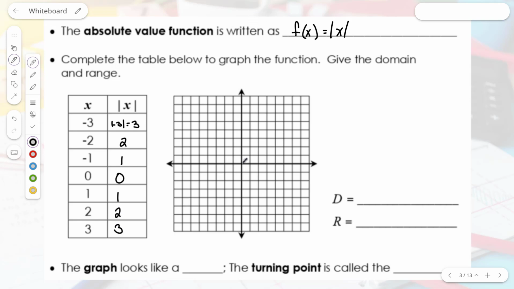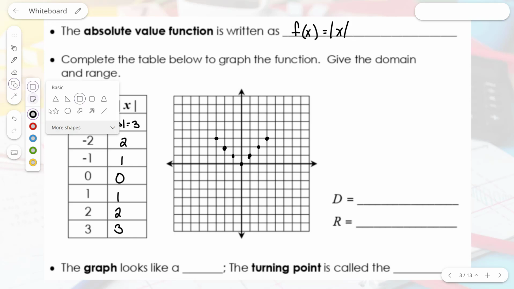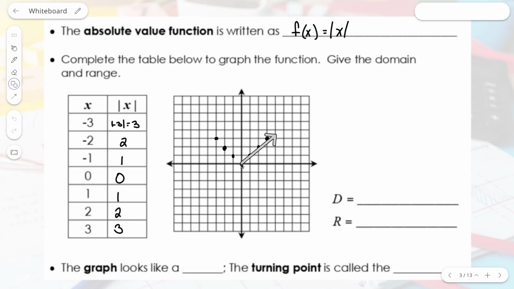And so I'm going to come over here and I'm going to graph it. So -3 up to 3. -2 up to 2. -1 up to 1. 0, 0. 1, 1. 2, 2. 3, 3. And then I'm going to go ahead and fill in with my line. I'm going to draw in my line going up and to the right, and then do the same thing going to the left.